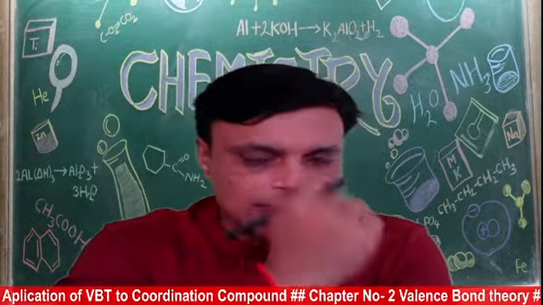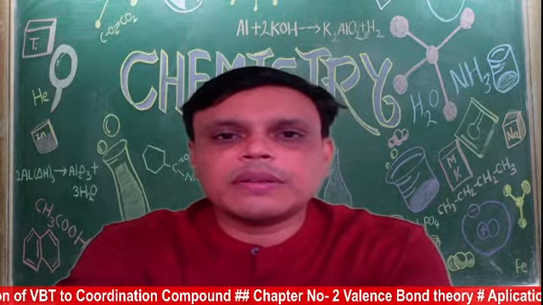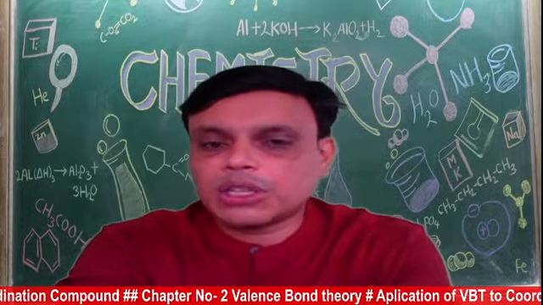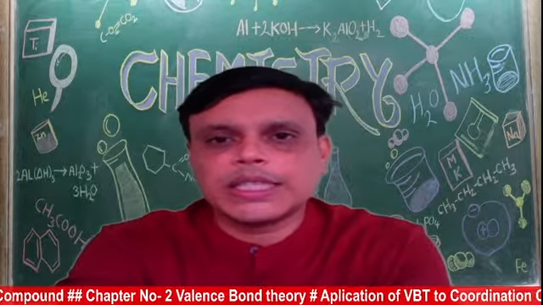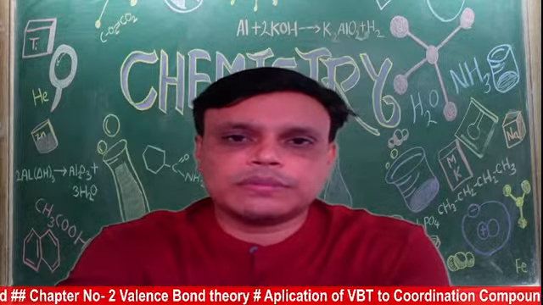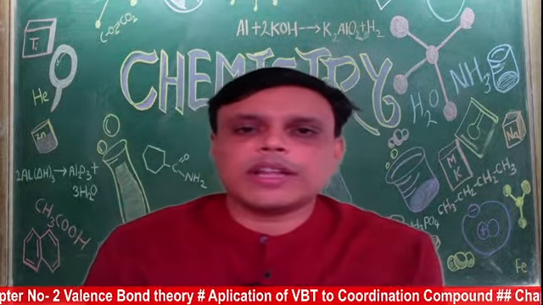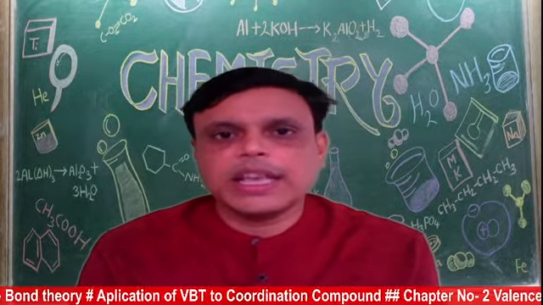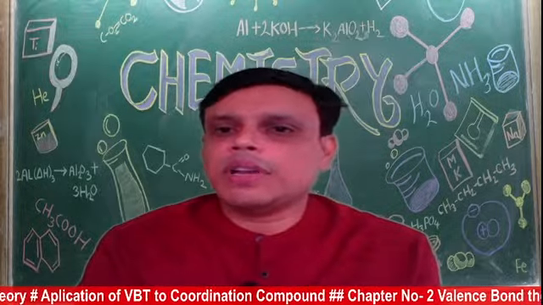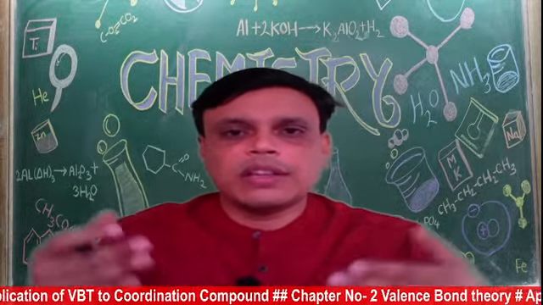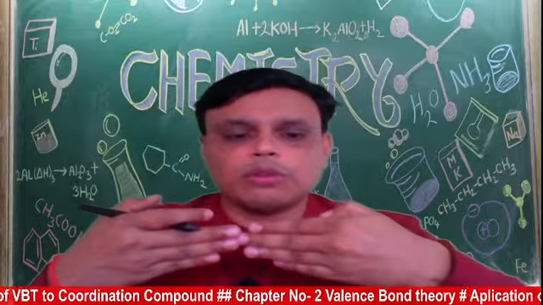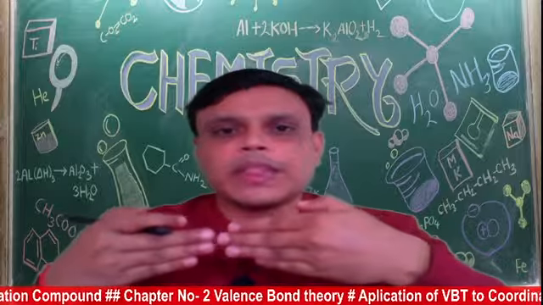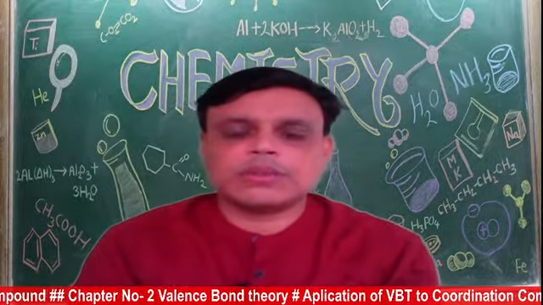Then the second assumption is related to the ligand. The ligand must have at least one pair of electrons for donation to the central metal atom to form a sigma bond. The sigma bond gets formed by head-on overlapping of the orbitals of the metal and the ligand: the empty orbital of the metal and the filled orbital of the ligand. Due to this head-on overlapping, the bond formed is called a sigma bond. So this is the third assumption.